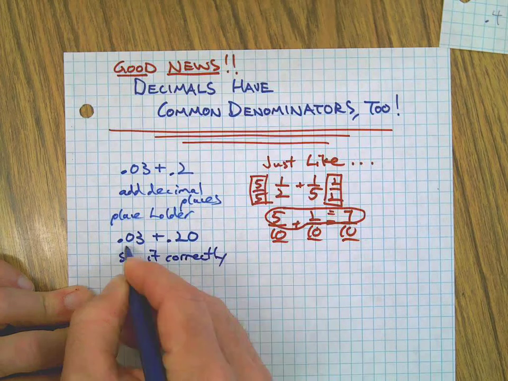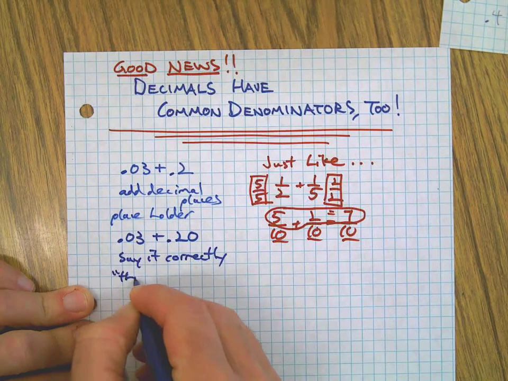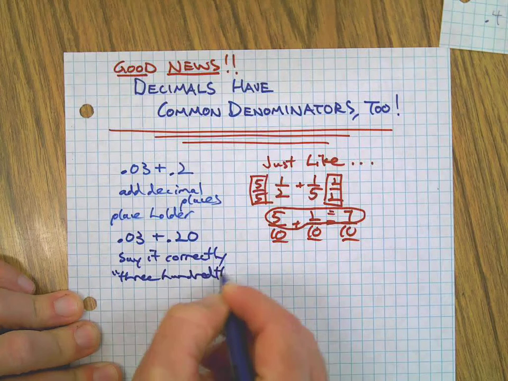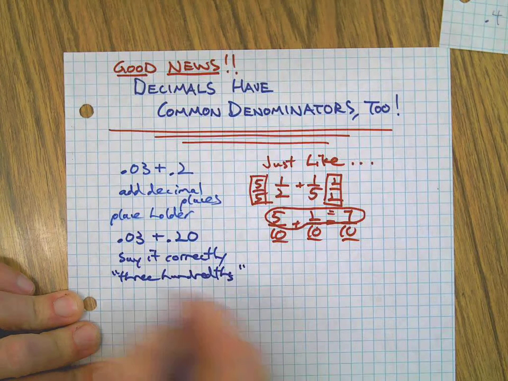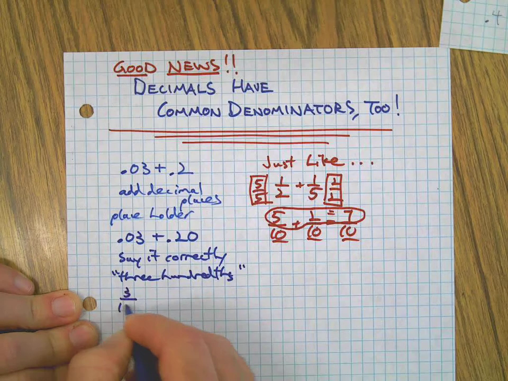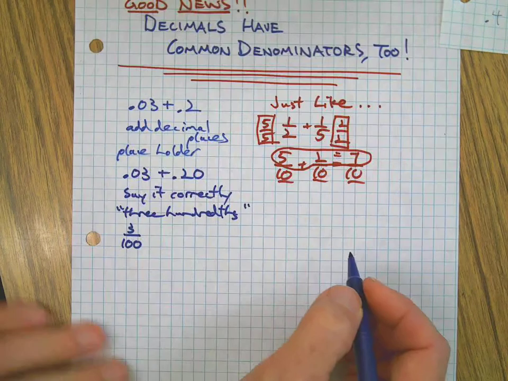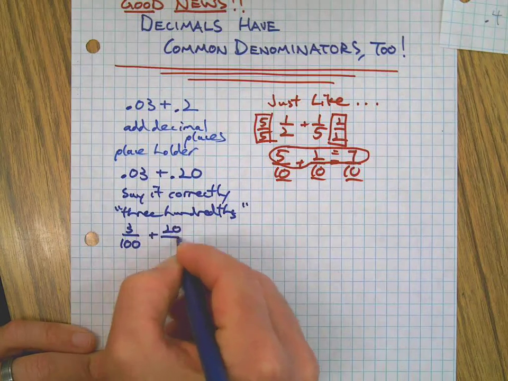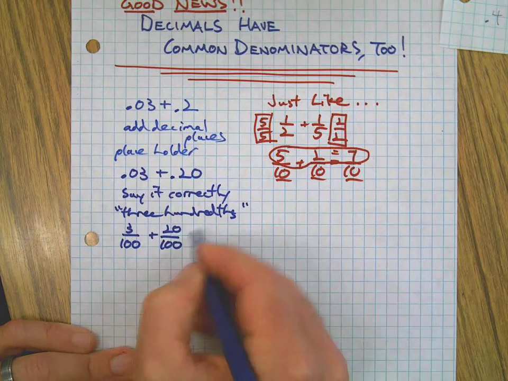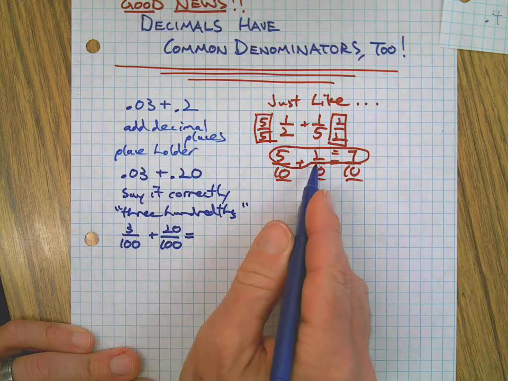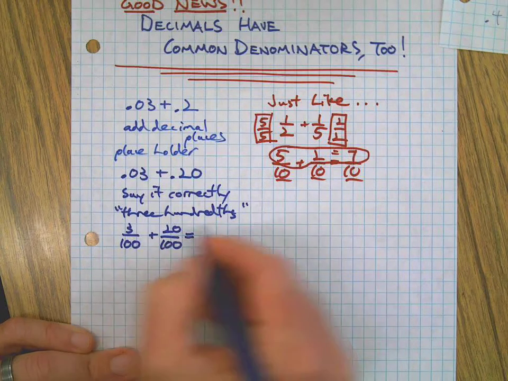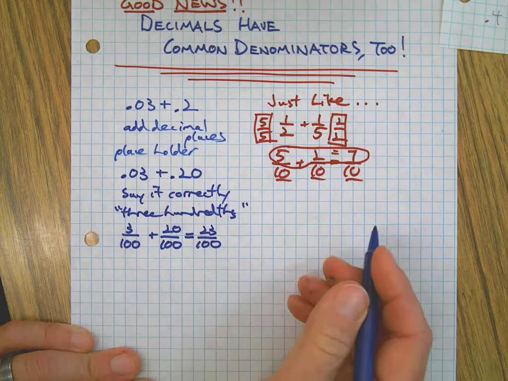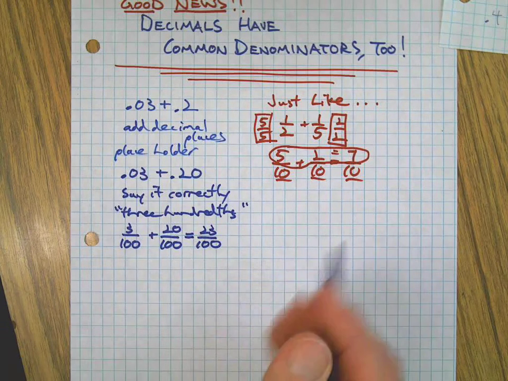you say 3/100, right? That's how you say that first decimal. And if you just write what you say, what do you have? You have a fraction, 3/100. And then if you say the second one correctly, that's 20/100. And that's easy to do, right? We just did it over here with 5 plus 2 equals 7. Here it's 20 plus 3 equals 23 hundredths.